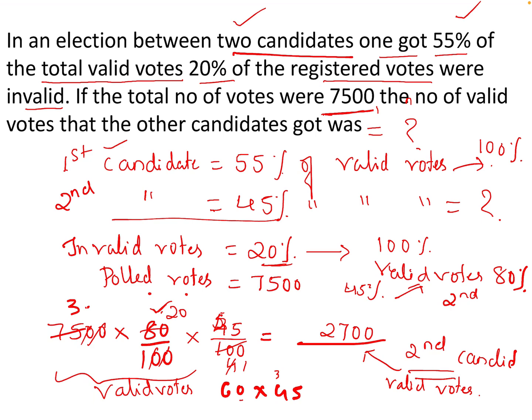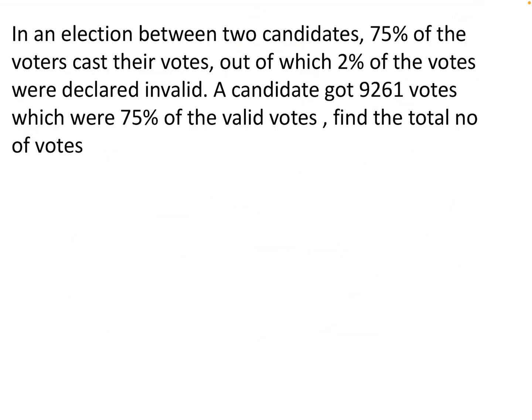Okay, so we'll go for the next problem. In an election between two candidates, 75% of the voters cast their votes, out of which 2% of the votes were declared invalid. A candidate got 9,261 votes, which were 75% of the valid votes. Find the total number of votes.